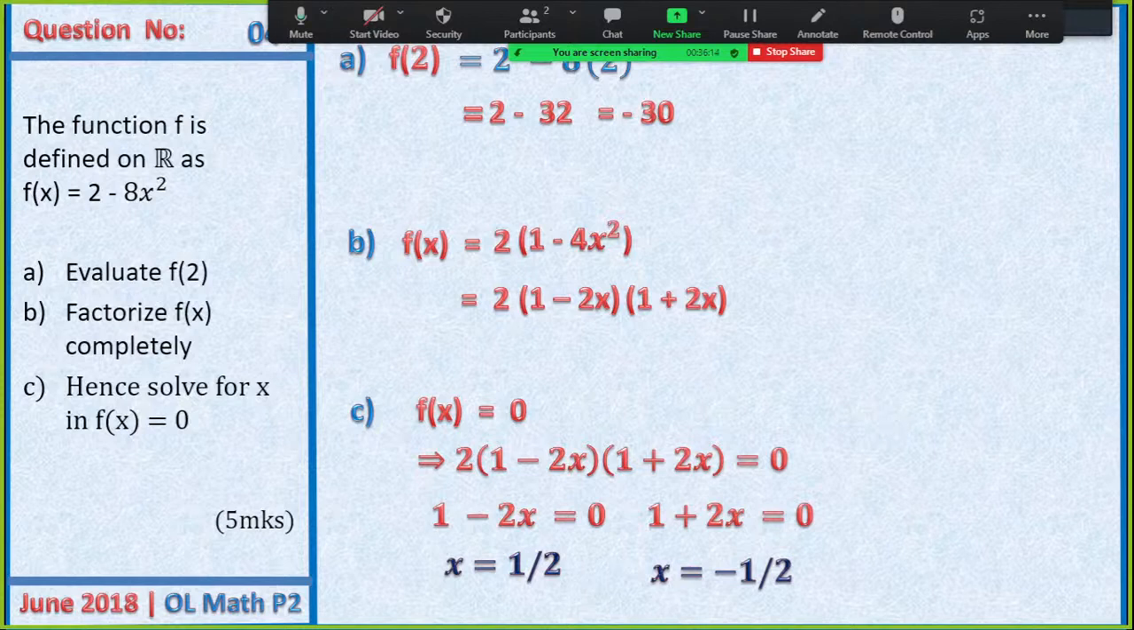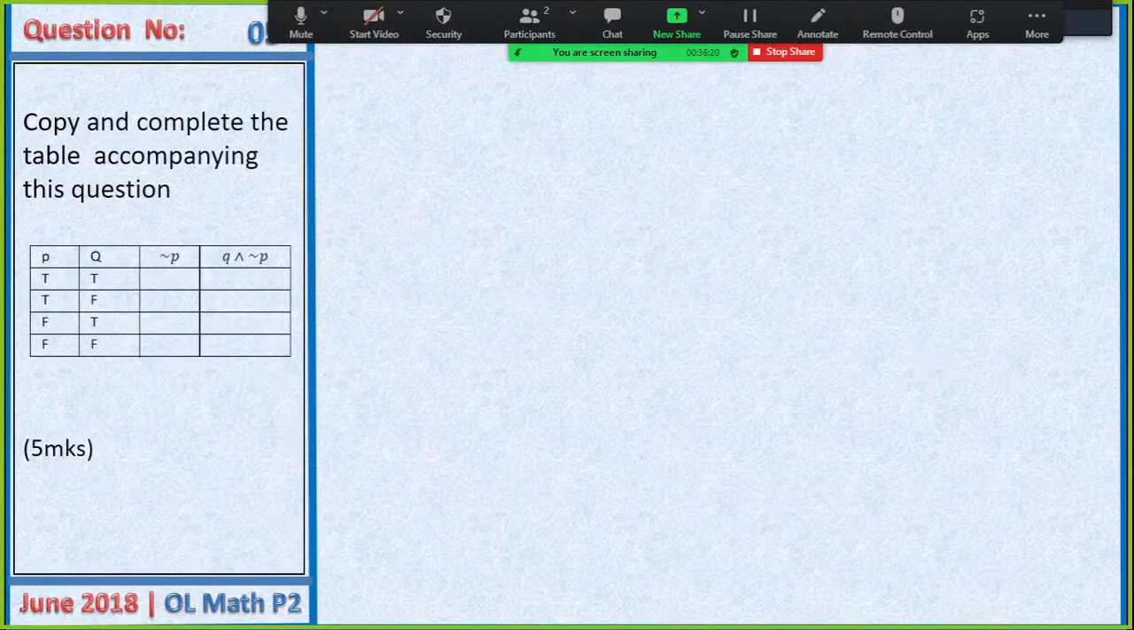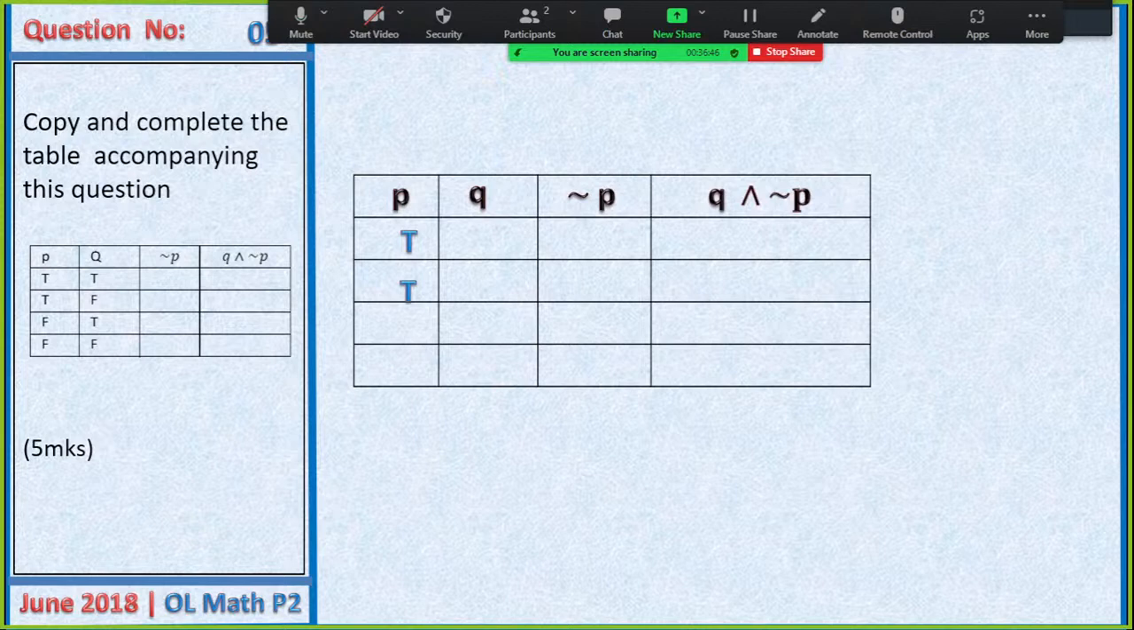So that is it. Let's look at the next question. So now here we have this truth table. We should copy and complete this truth table. So copy and complete it. Let me just sketch it again here. So that's the truth table. So we have to complete this truth table.